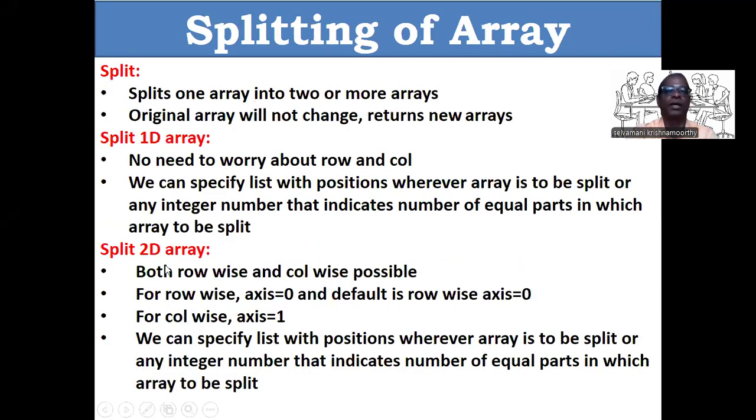See, splitting of array. Split is a function. The split function splits one array into two or more arrays. While using split, the original array will not change, but it returns new arrays. How to split a one-dimensional array? For a one-dimensional array, there is no need to worry about how many rows or columns. We can simply specify a list with the positions wherever the array is to be split.